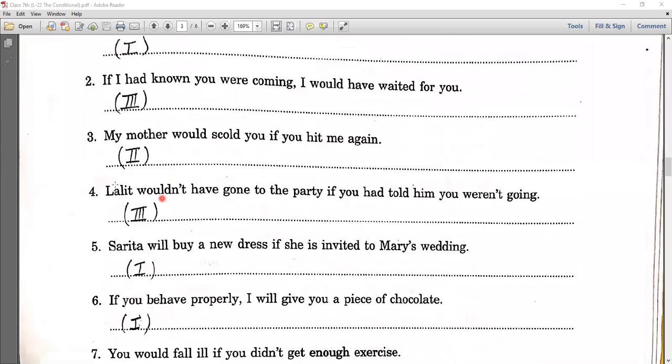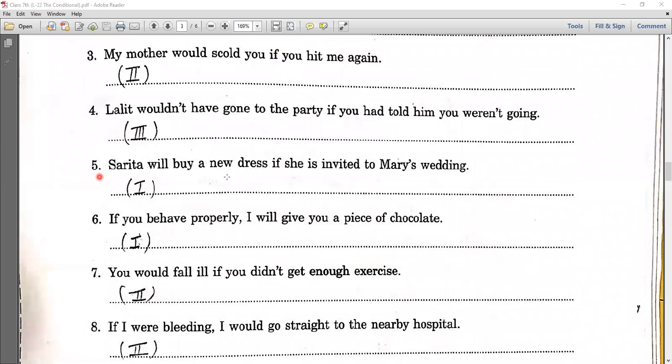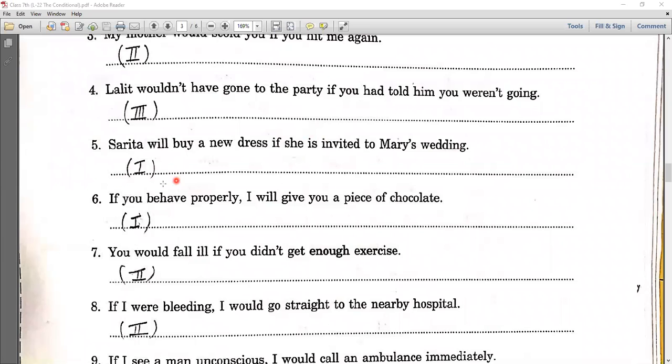Okay. Next is Lalit would not have gone to the party if you had told him you were not going. Would not have gone, that is would plus have plus verb third form. Okay. And then here you can see past perfect tense. So this is the third conditional sentence. Sarita will buy a new dress if she is invited to Mary's wedding. Sarita will, we always apply in the main clause when it is the first conditional sentence. Okay. And there is a simple present tense. So this is the first conditional sentence.